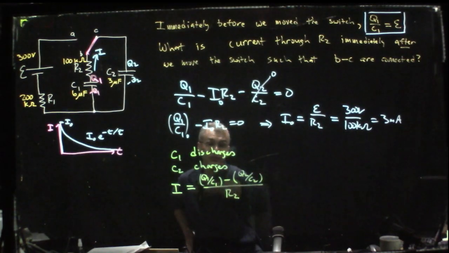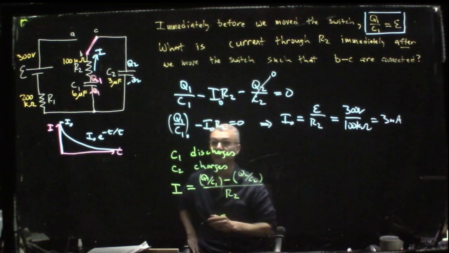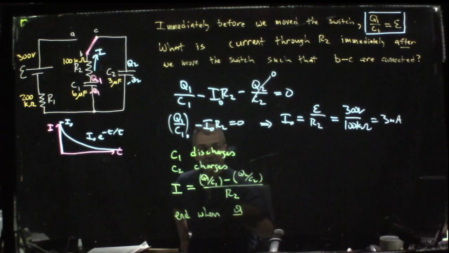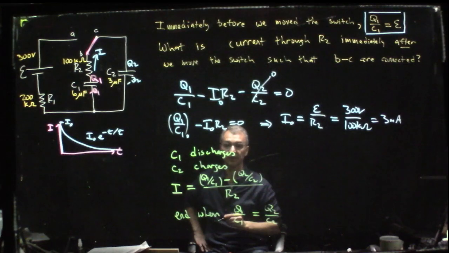This is kind of like the digression we added a video or two ago. So you can see Q1 is going to decrease, Q2 is going to increase, and then this current stops flowing when these two voltages are the same. So we end when Q1 over C1 equals Q2 over C2.